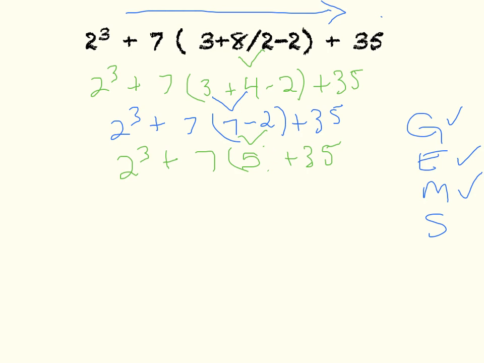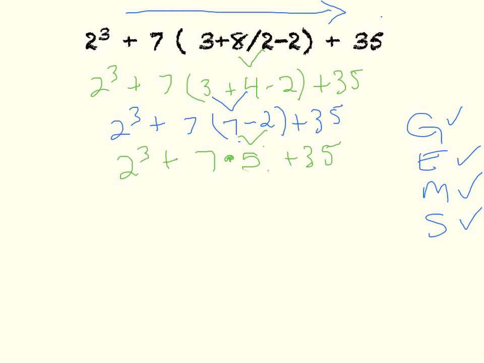If I would like to, I can use a dot, because a dot is the same thing as X, but we don't want to use X's. We want to use a dot or a parenthesis to tell us multiplication in this case. So now I've done everything inside my parentheses.